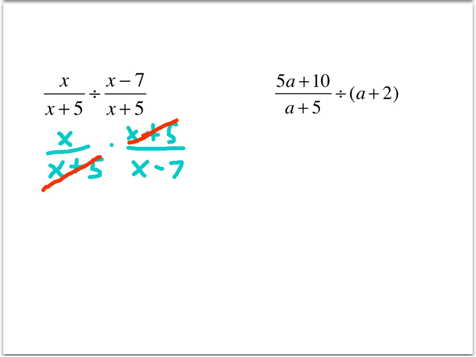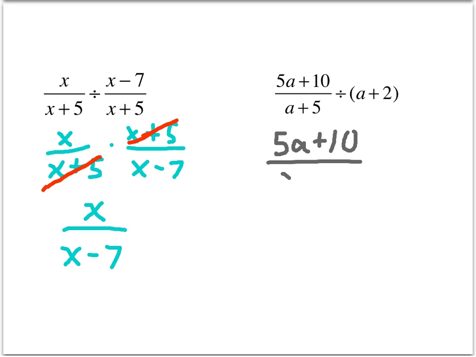So now I just have to multiply across. Remember, whenever you do cancel, it becomes a 1 if you cancel the whole thing. So when I multiply across numerators and denominators, my final answer here becomes x over x minus 7. All right, let's take a look at the next one here. So again, I'm going to leave that first fraction the way it is, so 5a plus 10 over a plus 5.